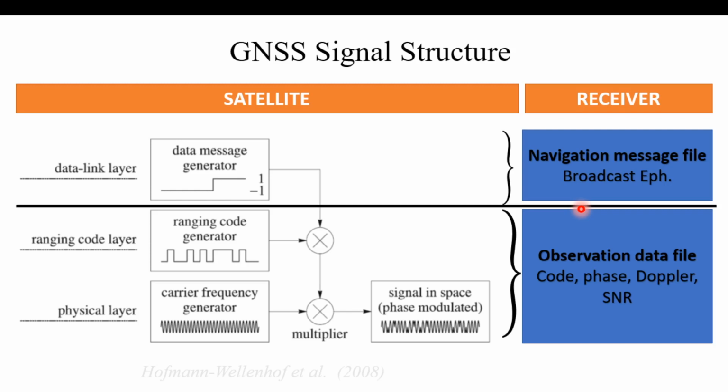After capturing the satellite signals by the antennas, at the receiver, these data will be stored in 2 important files. The first file is the navigation message file, and the second file is the observation data file. In this lecture, we will concentrate on the navigation message file.